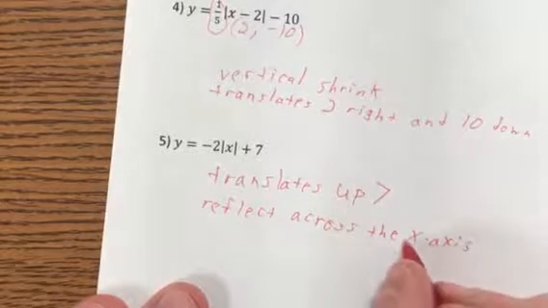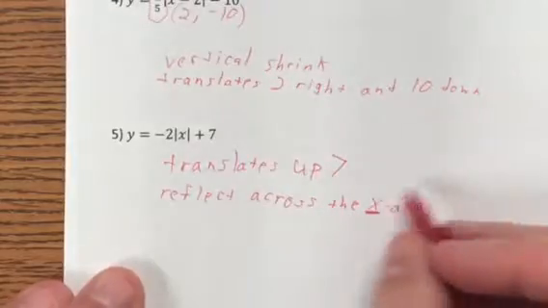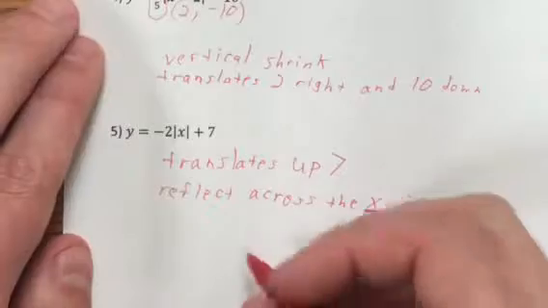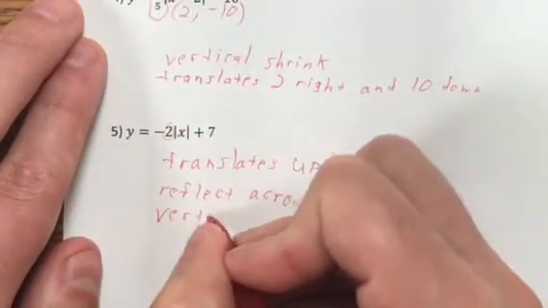Please do not put a y-axis. It is the x-axis. Sometimes things are multiple choice. They'll try to trick you like that. Just flipping across the x-axis up and down. And finally, this 2 means it'll have a vertical stretch.